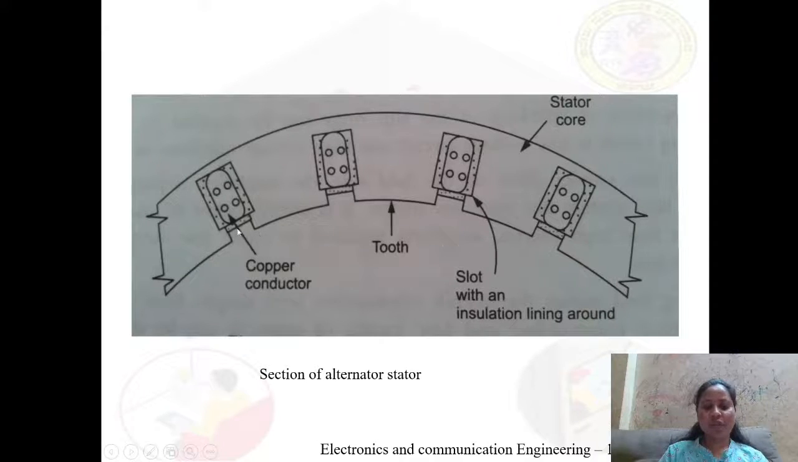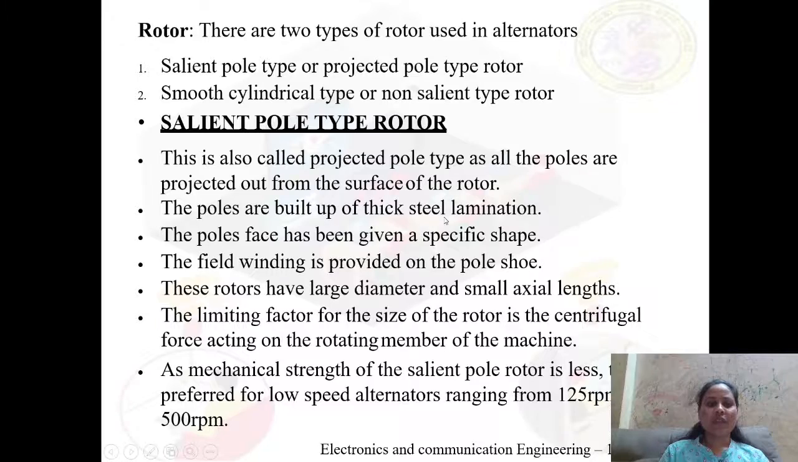So this is what the section of an alternator stator looks like. It has the stator core, and these are the slots where we have kept the copper conductors, and the slot has an insulation lining around it. Next, moving on to the rotor.